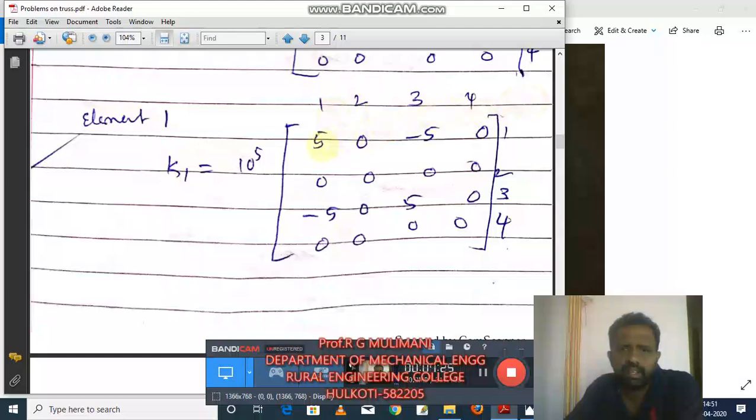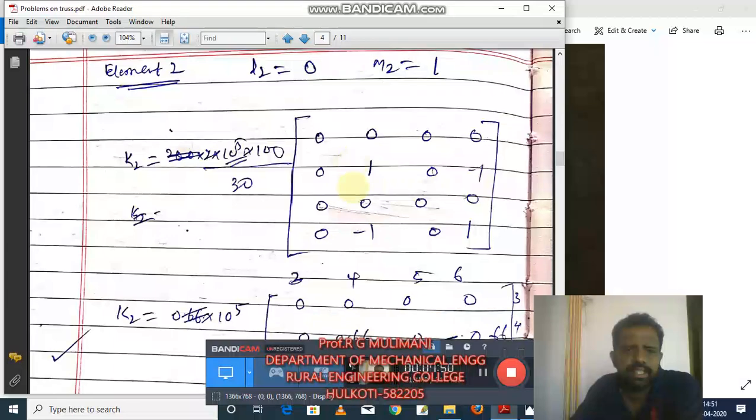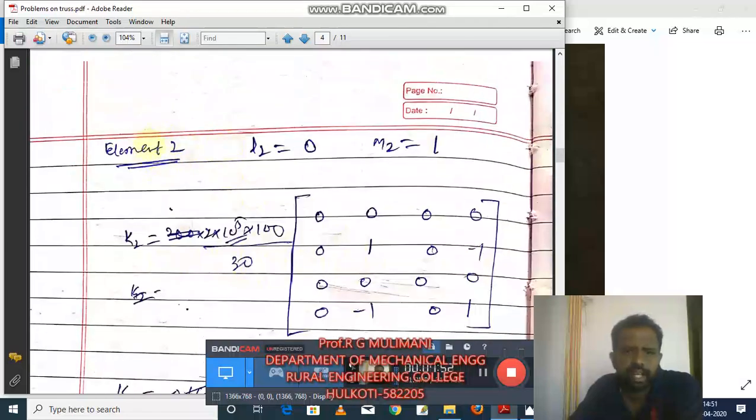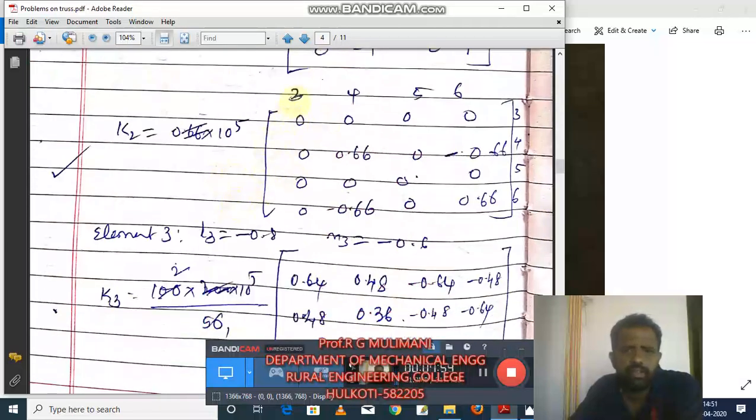Okay, you have to place all these elements in the global stiffness matrix in such a way that this is the first row. This 5 should be placed in such a way that it is first row, first column, and this element should take first row and second column. In this similar fashion, you substitute all these values. Same thing here for element 2. Element 2, degrees of freedom are 3, 4, 5, 6.